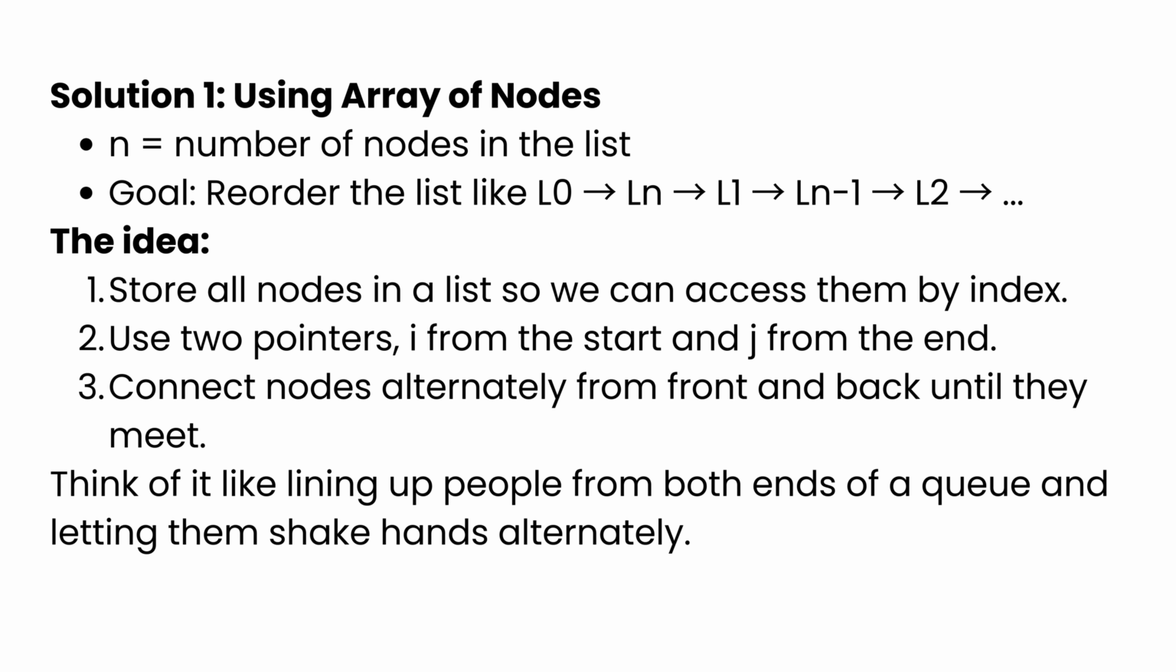Now, let's look at the idea behind this solution. We are using an array to store all nodes of the list. Here, n is the number of nodes in the list, and our goal is to reorder it like L0, Ln, L1, Ln-1, L2. We first store all nodes in a list so we can access them by index. Then we use two pointers, i starting from the beginning, and j starting from the end. We connect nodes alternately from the front and back until the pointers meet. Think of it like lining up people from both ends of a queue and letting them shake hands alternately.